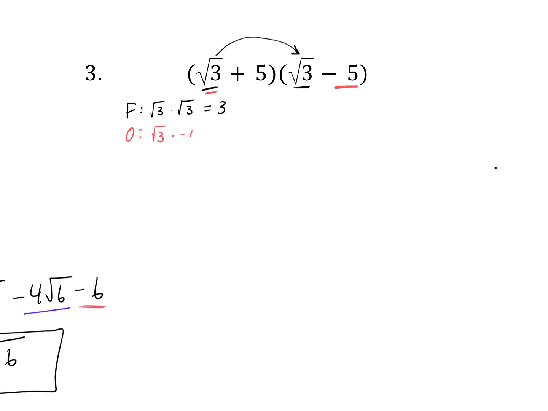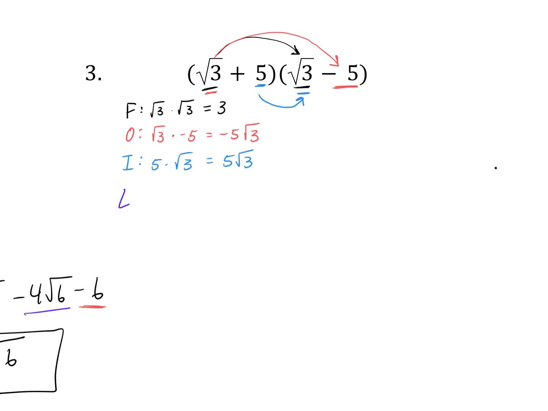Negative 5, which is the same thing as going like this if you need to. Okay, and so then I'm squishing together and I get negative 5 root 3. Then I'm going to do my insides. So my insides are 5 and root 3. I'm just going to go like this, and I'm going to go 5 times root 3, which is equal to 5 root 3.